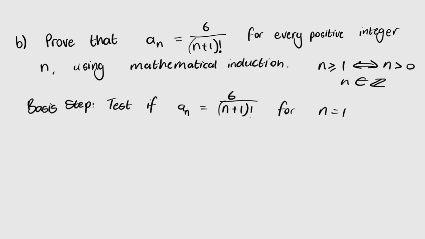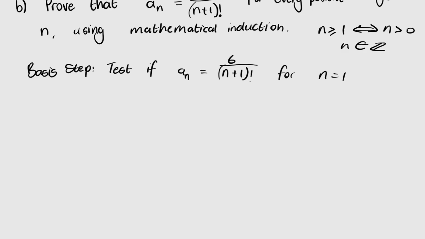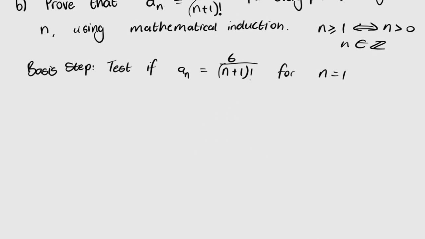Actually, by the way, let me just explain what the question is asking. It's asking us just to prove that any term in the series can be given by this formula, as opposed to the recursive formula, which relies on the previous term. As opposed to saying this, it's saying each term can be defined as this. Okay, there. So let's start. Oh yeah, we're testing if it's true for n equals 1. So a1 is equal to 3, that's given.